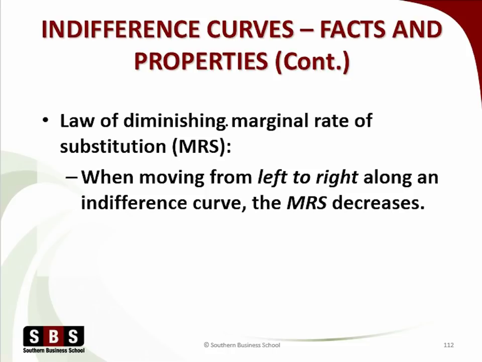And the law of diminishing marginal rate of substitution is when, moving from left to the right along an indifference curve, the MRS decreases. It's not a definition, but it's a description of the law of diminishing marginal rate of substitution. When you move from left to right along the indifference curve, the MRS decreases. If you move to the right, obviously it will increase.